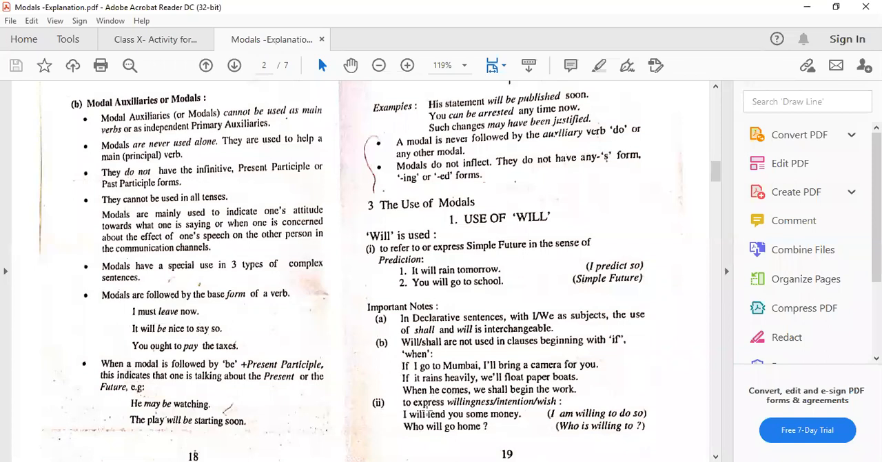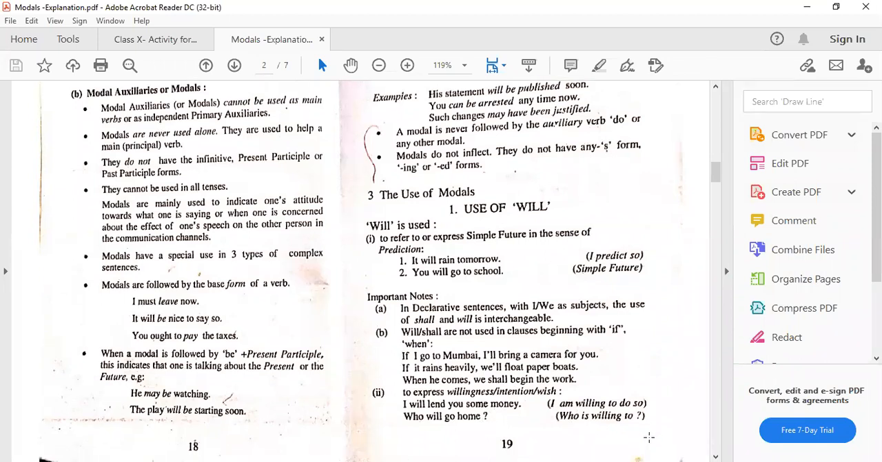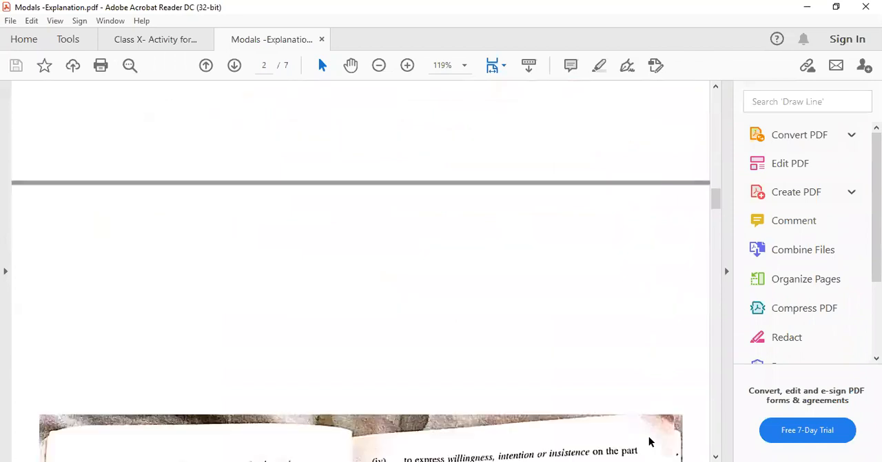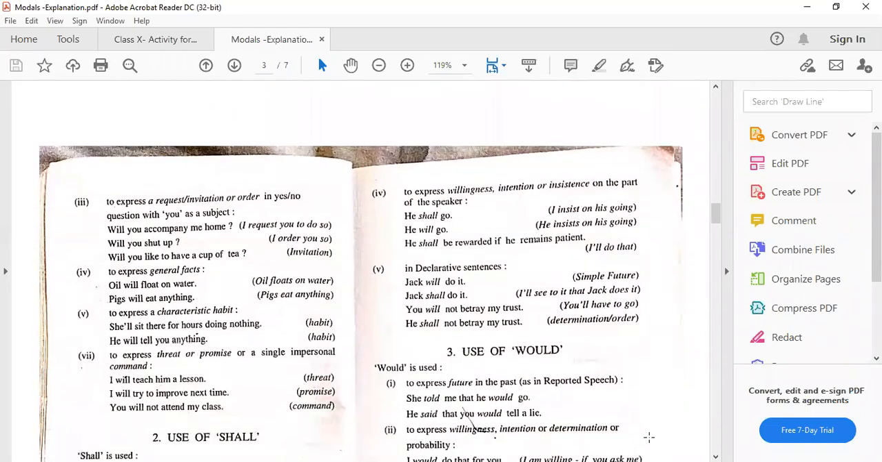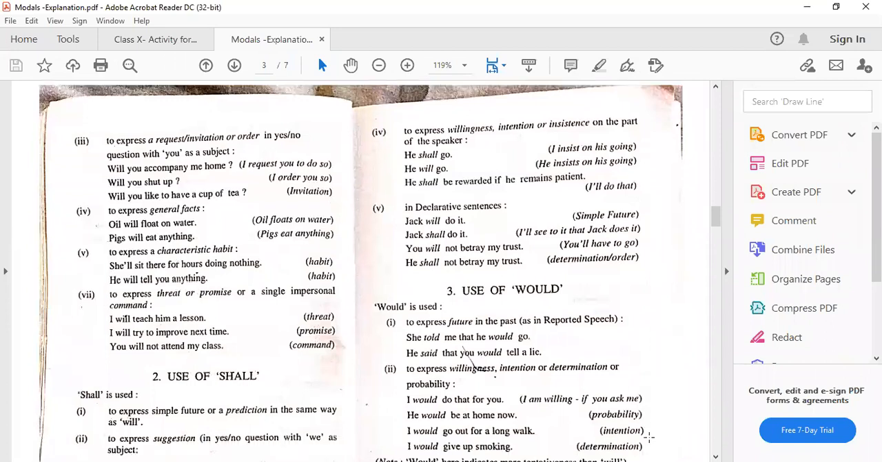To express willingness, intention, or wish. You want to give your willingness, you want to show your intention, you want to show your wish, we can use will. I will lend you some money, that means I'm willing. Who will go home? Who is willing to? Coming to the next, to express a request, invitation, or order in yes no questions.